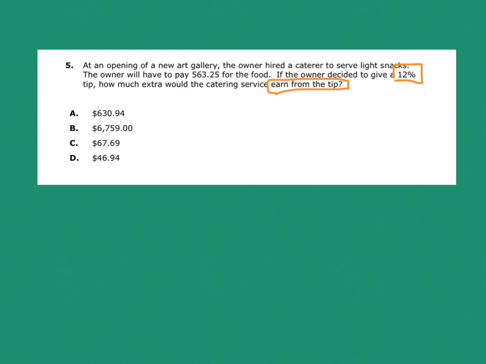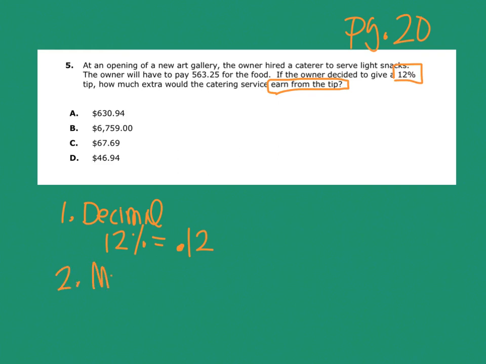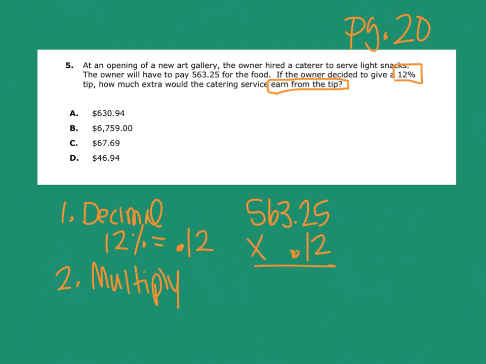And we did tips on our journal, and that was on page 20. There was a little flap you could open up. It said the first thing you do is to make your percent into a decimal. So 12% is 0.12. Then the second thing it said to do was multiply your number, 563.25, with the decimal, so 0.12.